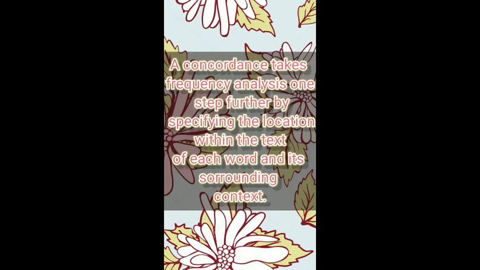What is a concordance? A concordance takes frequency analysis one step further by specifying the location within the text of each word and its surrounding context. So a concordance of the paragraph preceding the previous one would not only show that one word occurred 5 times, but would indicate in which line of the paragraph it appeared and provide its context, if one chooses a window of 3 words on either side for context. The concordance would look like this for words.